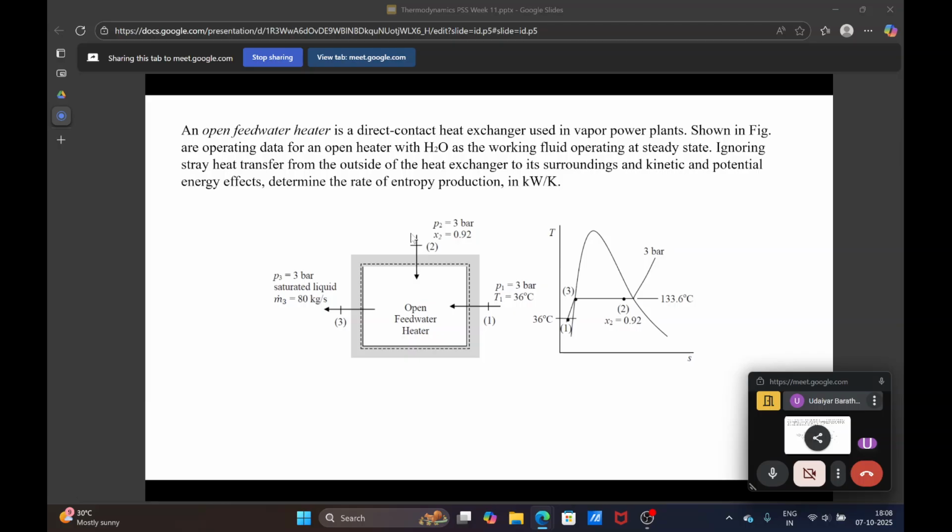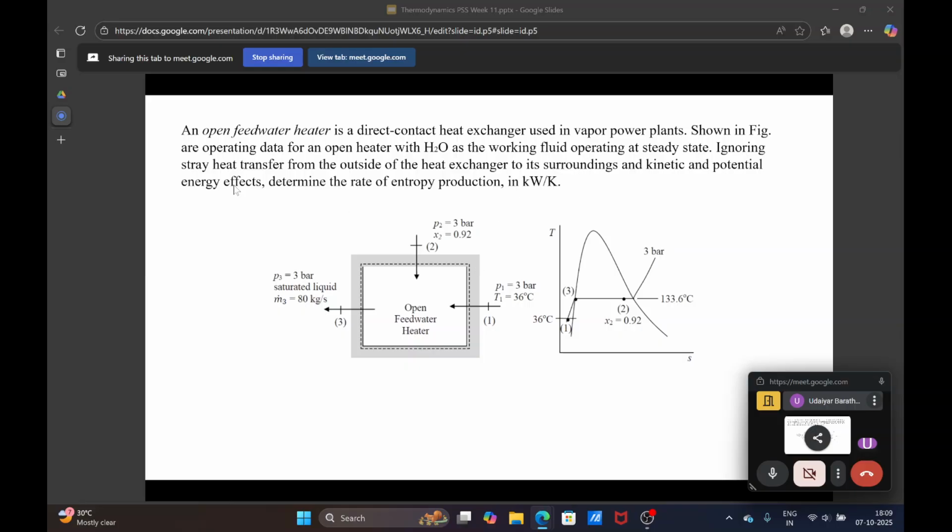So moving on to the next question. An open feed water heater is a direct contact heat exchanger used in vapor power plants. Shown in the figure are operating data for an open heater with H2O as the working fluid operating at steady state. Ignoring stray heat transfer from the outside of the heat exchanger to its surroundings and kinetic and potential energy effects, determine the rate of entropy production in kilowatt per Kelvin.